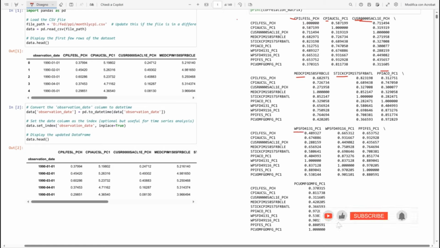Then this one is another measure of PPI. It's a producer price index for final demand of core commodities excluding food, energy, and trade services, and the base year index is August 2013.